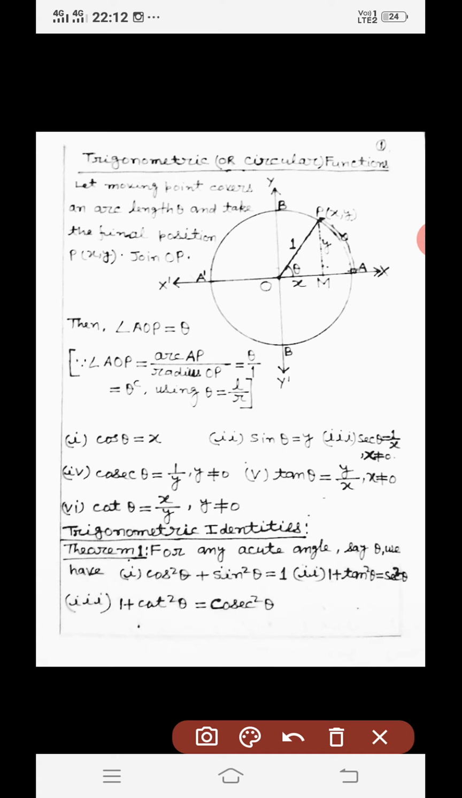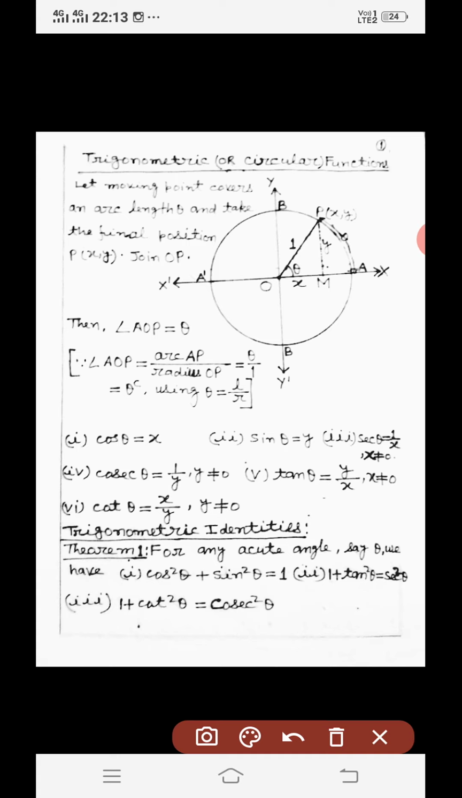Today I am going to discuss trigonometric or circular functions. Let X'OX and YOY' be the coordinate axes. Taking O as the center and a unit radius, draw a circle cutting the coordinate axes at A, B, A' and B' as shown in the figure.